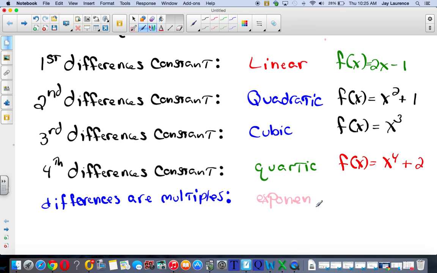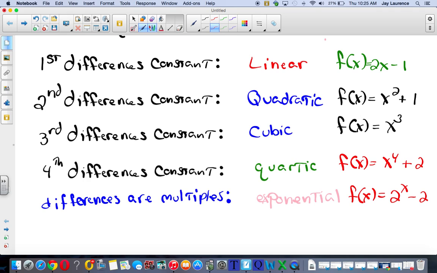I just don't know how to spell it. Exponential. Could you give us an example of a function that would be exponential? Sure, Mr. Lawrence. It would be f of x equals 2 to the power x minus 2. Very good. Well done.